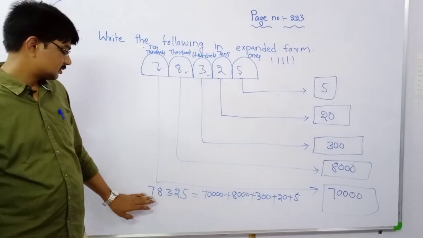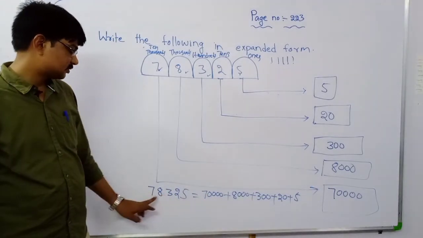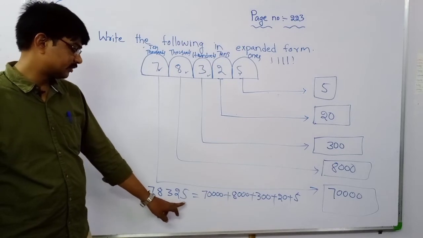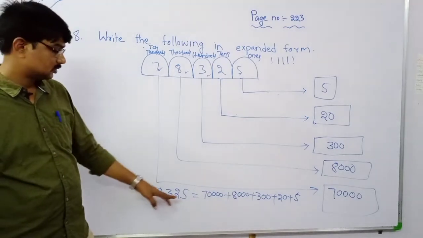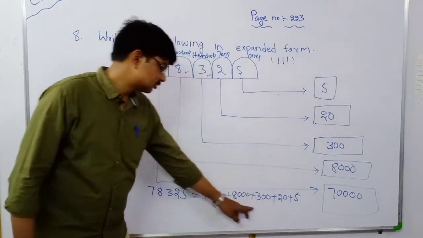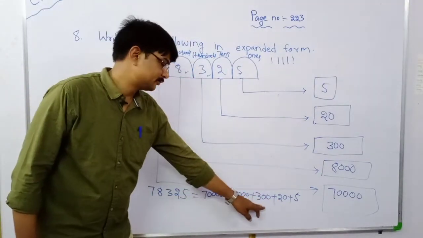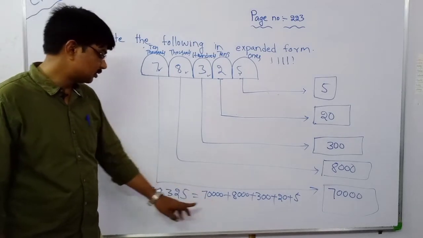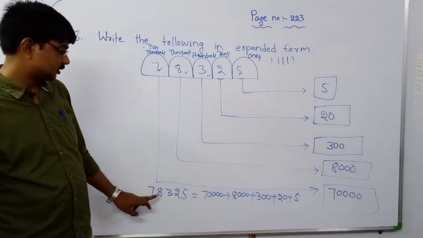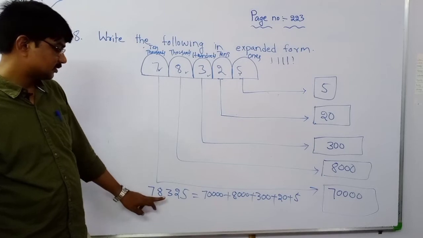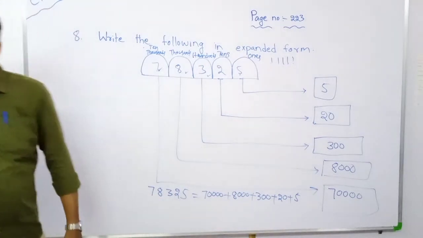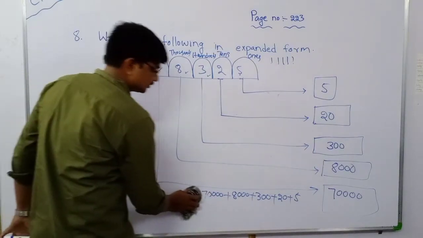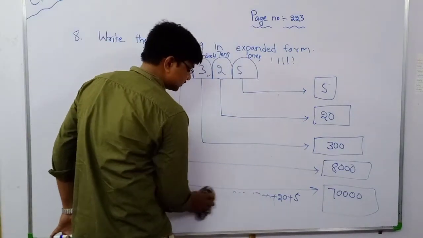This is 78,325. This is the short form. This is the expanded form of a 5-digit number. Okay children, let us have one more example.